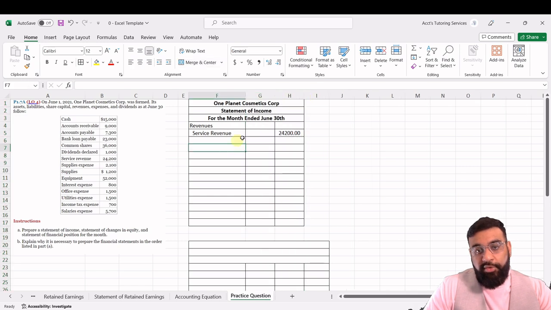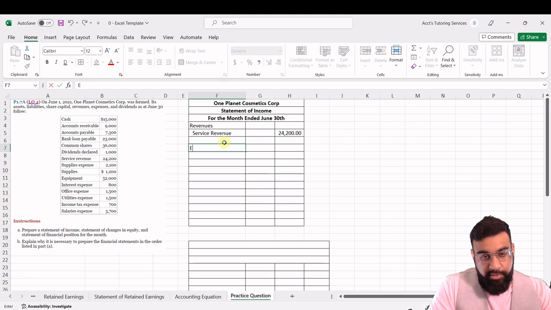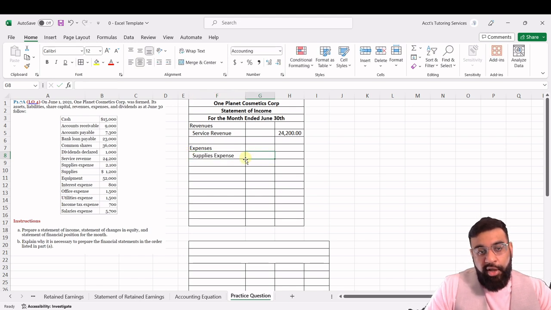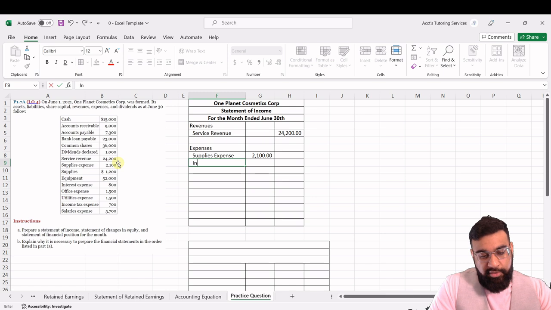Now I'm going to go over to expenses. So expenses now. There's no specific order for expenses, right? You can just put in any order. But remember though, income tax expense comes afterwards. So going through this list, we're going to first have supplies expense. And since we have multiple expenses, I'm going to put in this column over here. Supplies expense is 2,100. Then I'm going to have interest expense.